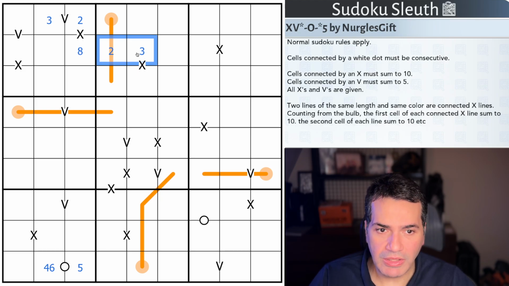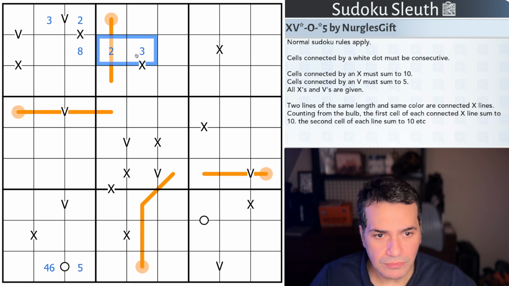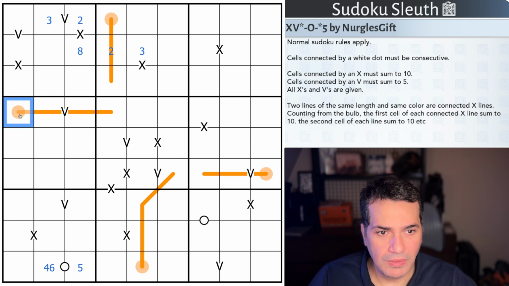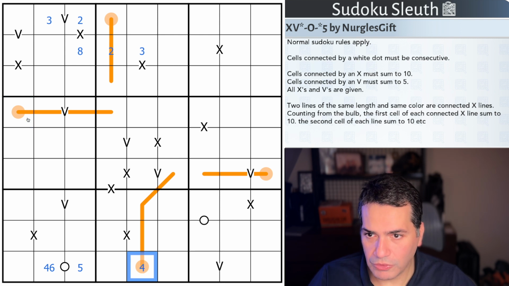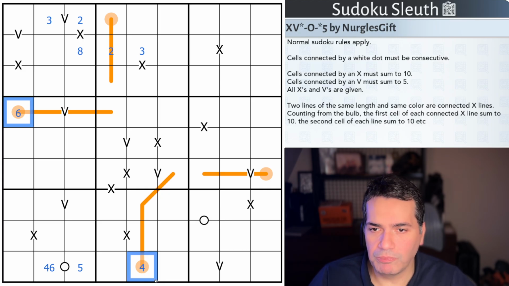Then we have the connected X lines. Two lines of the same length and same color are connected X lines. Counting from the bulb, the first cell of each connected X line will sum up to 10, and the second cell of each line will sum up to 10, etc. So, 4 cells long of the same color, 4 cells long of the same color. This is the bulb end of these two 4-cell long connected X lines. These two cells must add up to 10. If this was a 4, this would have to be a 6 for them to add up to 10.